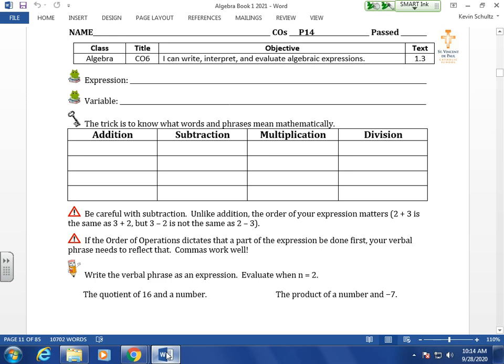Okay, today in Algebra, we'll be covering CO6, writing, interpreting, and evaluating algebraic expressions. That's a lot of stuff all in one objective, but we can certainly do it. Two terms to define. What is an expression? Not a facial expression. Can't see those right now anyway with all the masks on, but a mathematical expression. How do we define it?